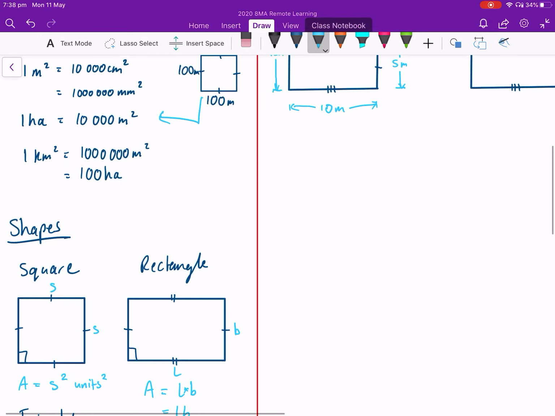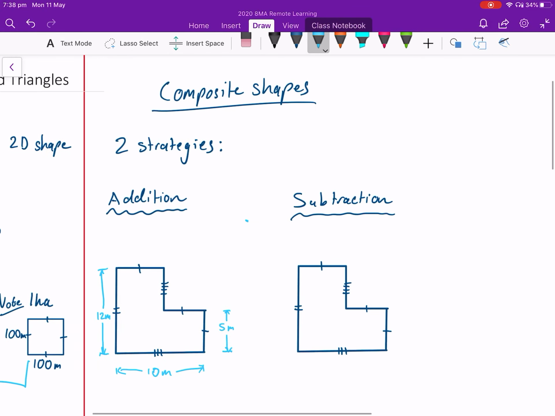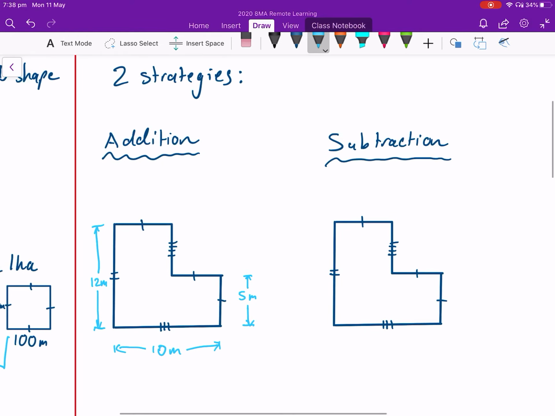Okay, I'm going to show you two sort of funny shapes, or we know them as composite shapes. And here, they're actually the same shape, but I'm just going to show you two strategies to find their area. So on the one on the left, I'm going to show you how to calculate the area through addition.